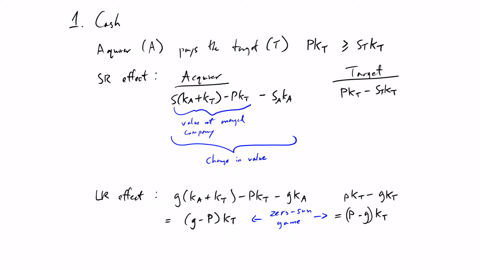In the long run, it's a zero-sum game. There's only a possibility of overpaying and underpaying here, right? Unless P exactly equals G, otherwise the more the acquirer pays, the more the target is going to gain at the expense of the acquirer, right? So in the long run, the gain or loss completely depends on whether there is overpaying, right?